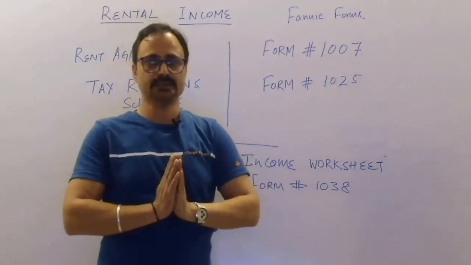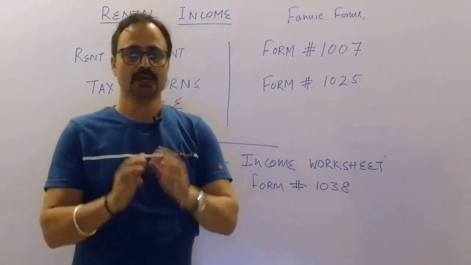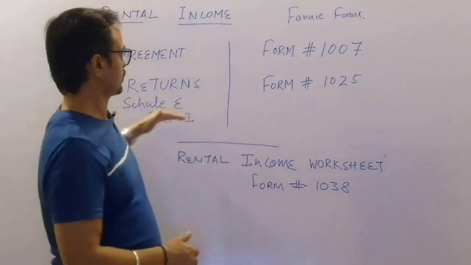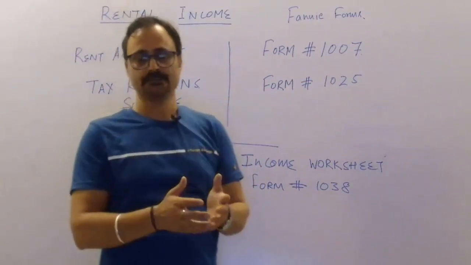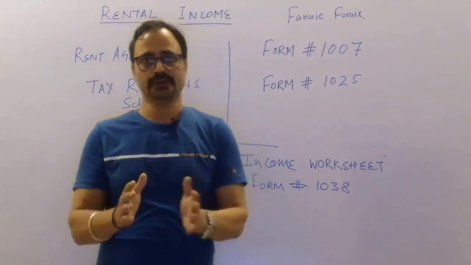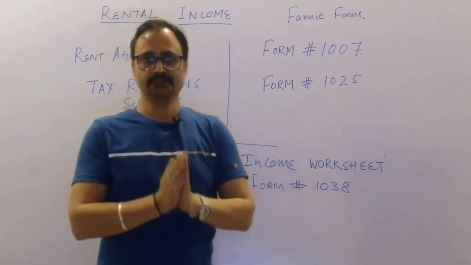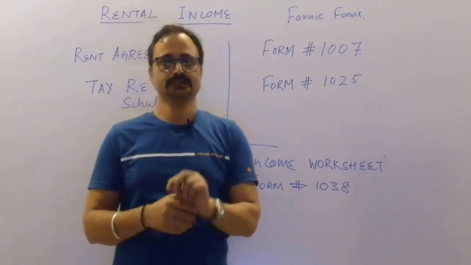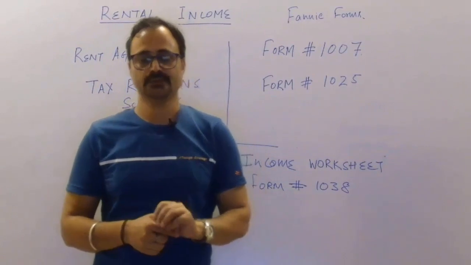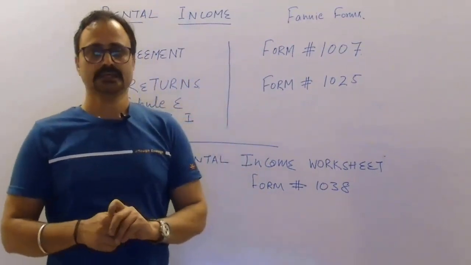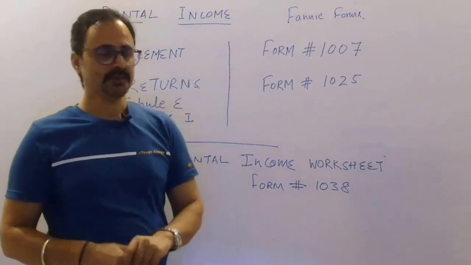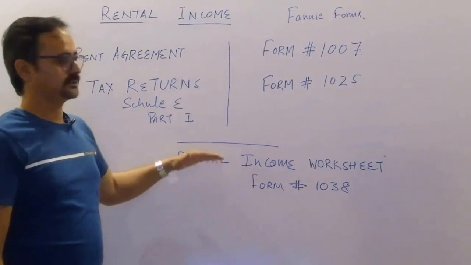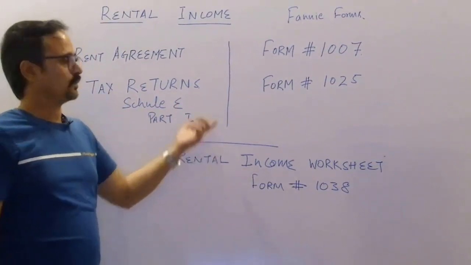Again, how to calculate income from 1007, from 1025, from a rental agreement, or from tax return Schedule E Part 1 has already been explained in a video. The link is given in the description. Please go through that video and you will get a lot of good information about rental income calculations. I'm sure all these forms are now clear: when to utilize income, and what type of document to ask for.